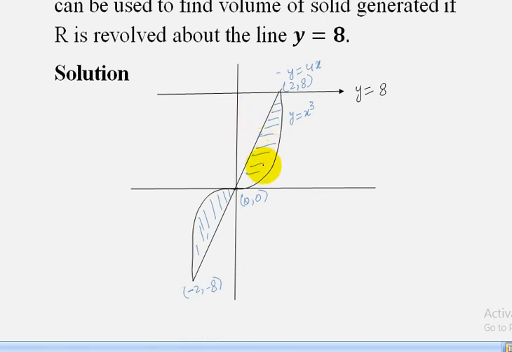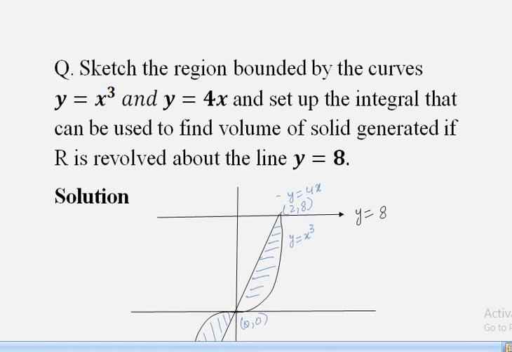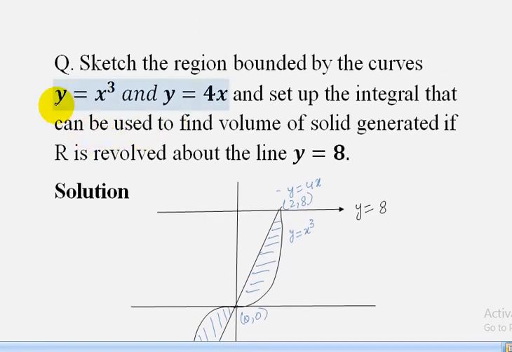Here we have two curves, y equal to x cube and the second one is y equal to 4x. Points of intersection of these two curves are (2, 8), (0, 0) and (-2, -8). You can easily find these points of intersection by solving these two equations y equal to x cube and y equal to 4x. Here y equal to 8 is our axis of revolution.